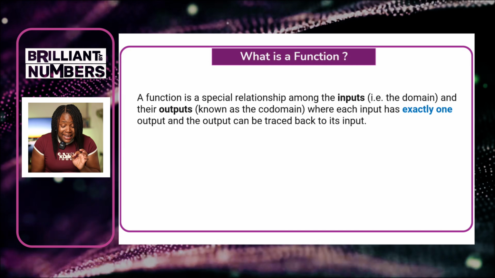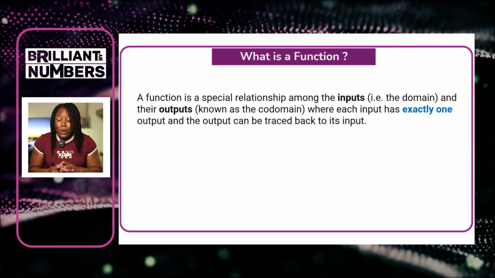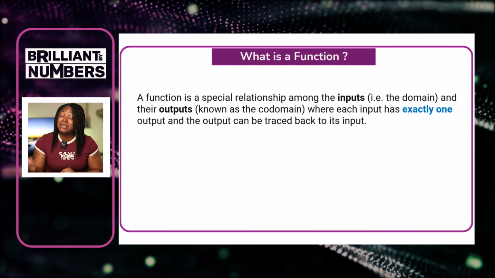Now guys, we will begin with defining a function. A function is a special relationship among inputs, which we call the domain, and their outputs, which we also call the codomain, where each input has exactly one output and each output can be traced back to its input. Very important here to note that every input has exactly one output. Therefore, if an input has more than one output, we do not have a function at all.